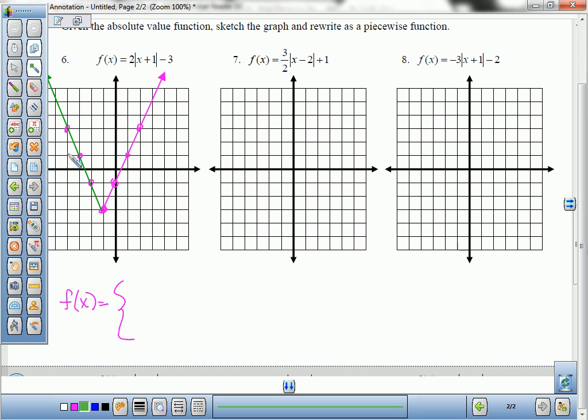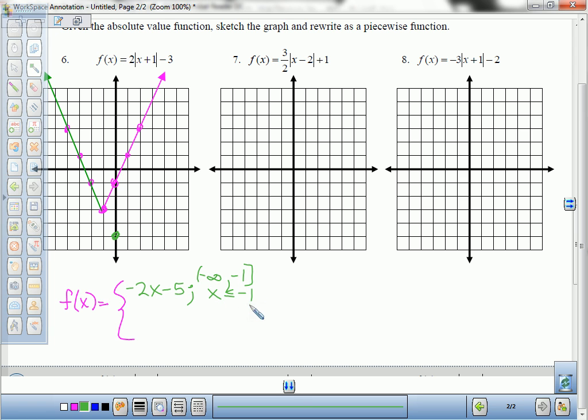The first thing we're going to do is the left side. For the left side, it's down 2 over 1, down 2 over 1, down 2 over 1. So we get negative 2x. Now if I went down 2 and over 1 more, what would the y-intercept be? Negative 1, 2, 3, 4, 5. Now, we have to restrict the domain. This goes from this point forever left, so it goes from negative infinity to negative 1. Or if you have to write the inequality, it's x is less than or equal to negative 1.